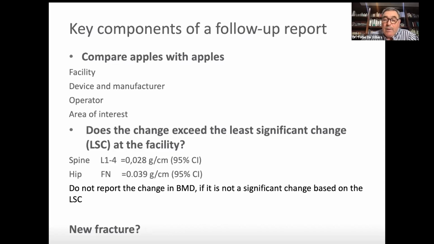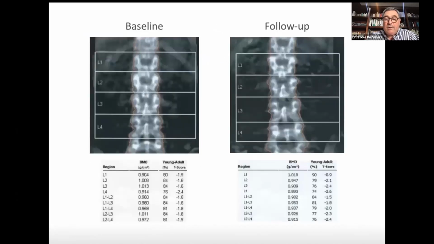So at the spine in our unit, the least significant change would be 0.028 gram per centimeter squared at L1 to L4, or slightly more, 0.039 at the hip, as the hip changes a lot slower, with the non-trabecular cortical bone, compared to trabecular bone at the spine. So you never report there's a change in bone mineral density if it's not significant based on the least significant change. So please, if your reporter does not state and bring in the LSC, the significant change, you must speak to him or her.